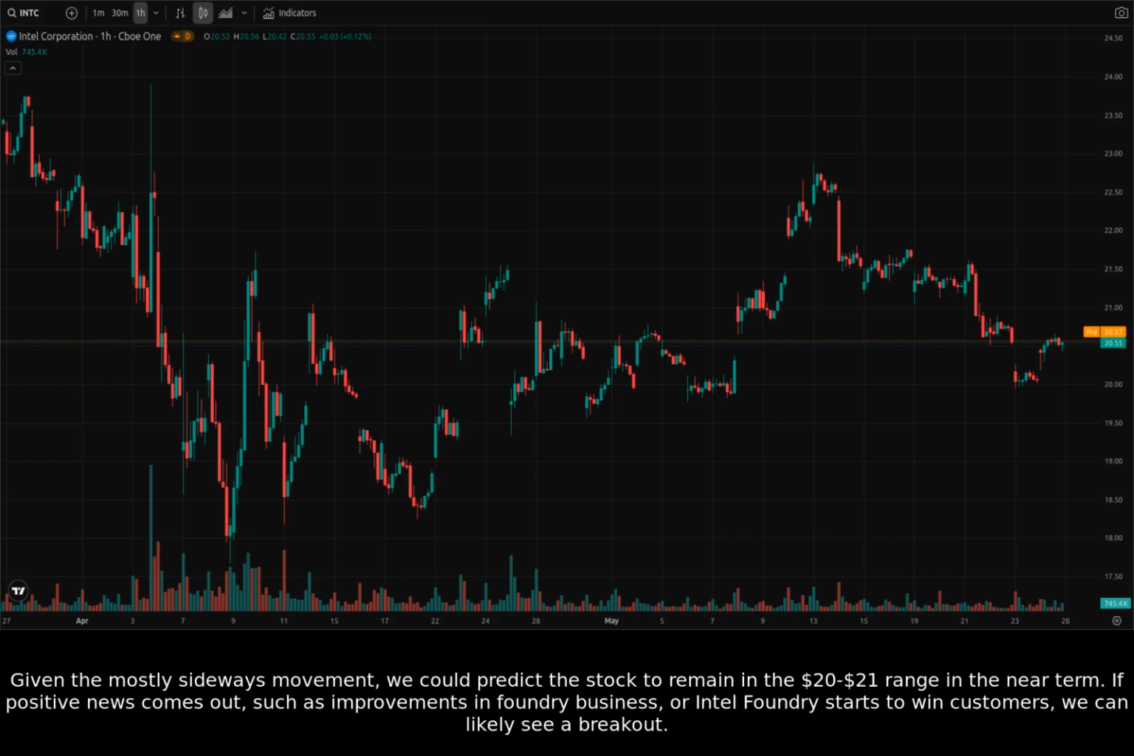Given the mostly sideways movement, we could predict the stock to remain in the $20 to $21 range in the near term. If positive news comes out, such as improvements in foundry business or Intel Foundry starts to win customers, we can likely see a breakout.